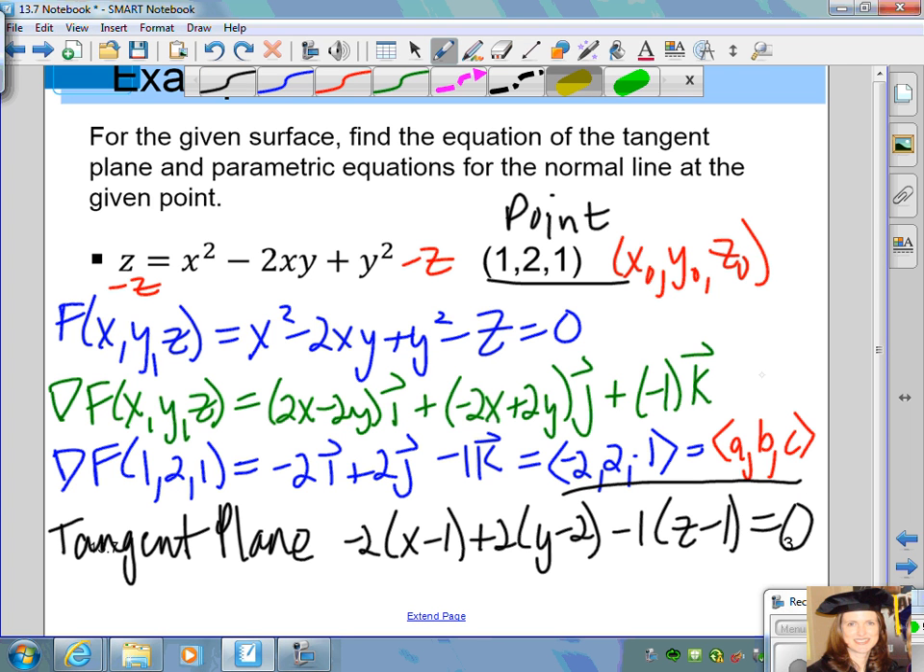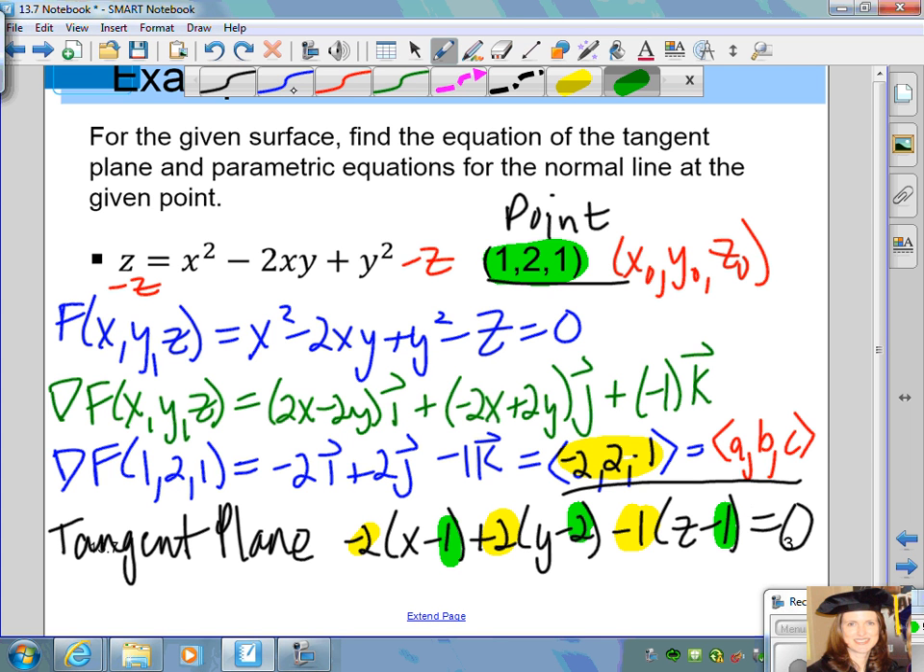And again, for A, B, and C, I'm using the A, the B, and the C as the coefficients. And then for your points, you're using the minus 1, the minus 2, and the minus 1. Now you can distribute, simplify this to get another equivalent equation for the tangent plane.